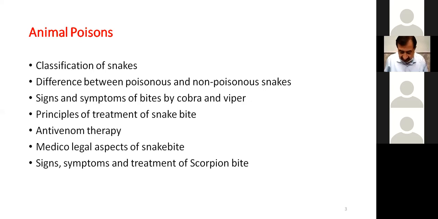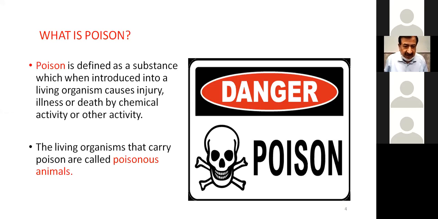Let us define what is poison. Poison is defined as a substance which, when introduced into a living organism, man or animal, causes injury, illness, or death by chemical activity or other activity. The living organisms that carry poisons are called poisonous animals.